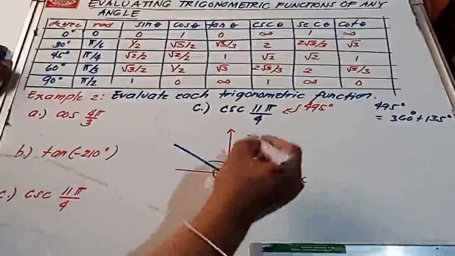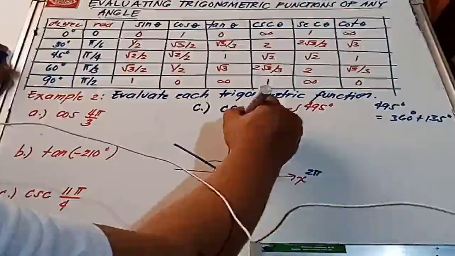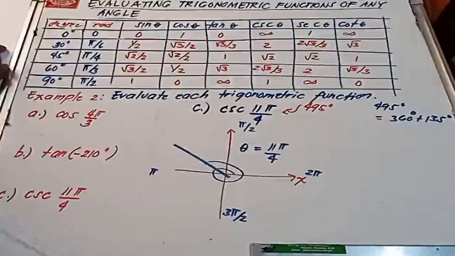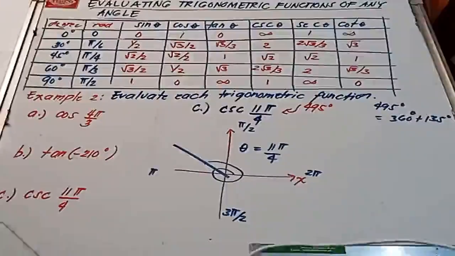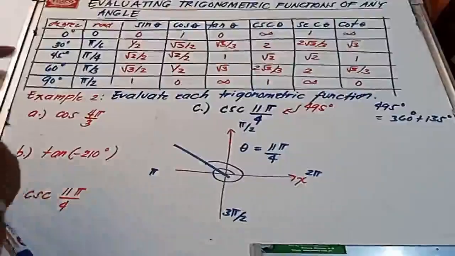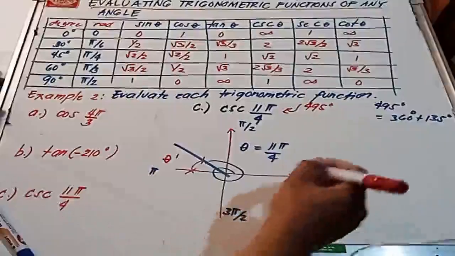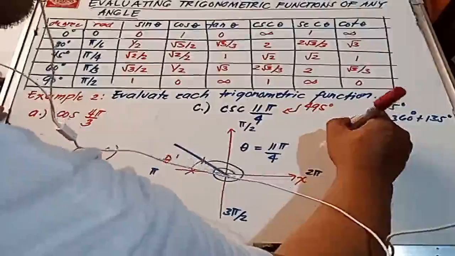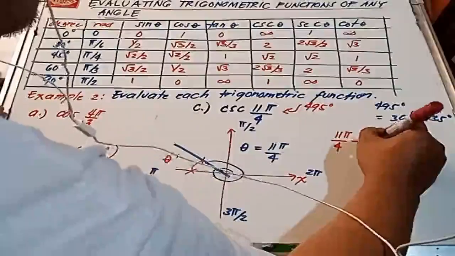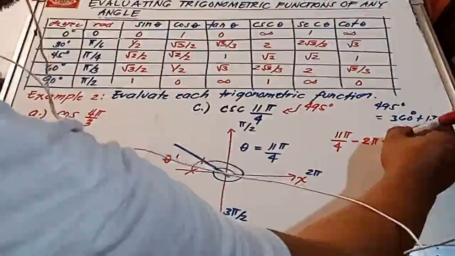Now, so ito ay 2 pi. So, ito ay pi over 2. Ito ay pi. Ito ay 3 pi over 2. So, ang gagawin natin, isusubtract natin siya ng 2 pi, tapos isusubtract pa natin ng pi. Okay? Para makuha natin yung reference angle. Kunin natin si reference angle. Paano yun? 11 pi over 4, isang ikot, minus 2 pi. Okay. And minus pi. So, bale, minus 3 pi siya.